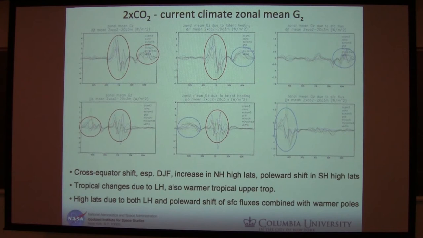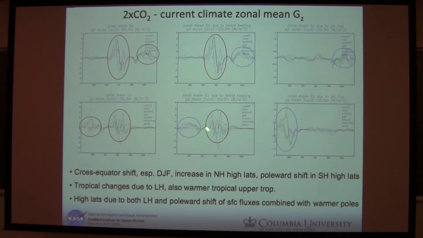So this is the same as before. We have DJF. This is mean double CO2 minus current climate for each of the models. This is the latent heating contribution. This is the surface flux contribution. The same for JJA. We see that there's a cross-equator shift. So here, the latent heating shifts here to here from the northern hemisphere deep tropics into the southern hemisphere, especially in DJF, not as clear here in JJA.